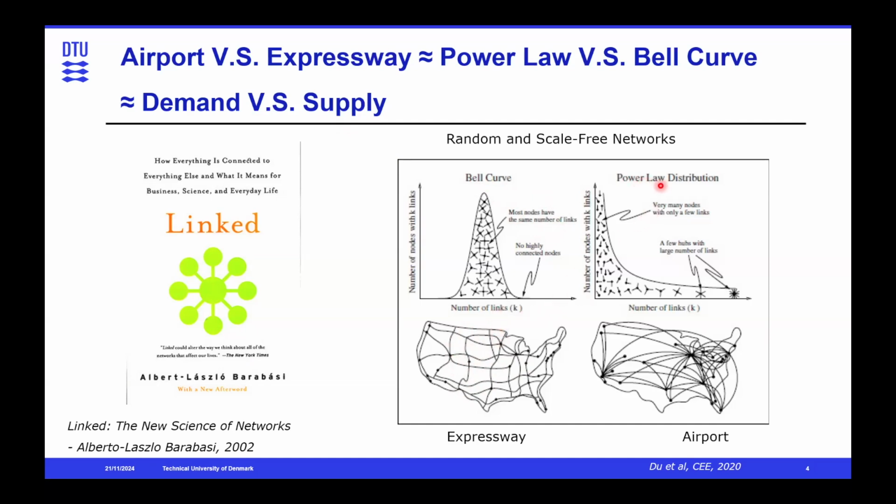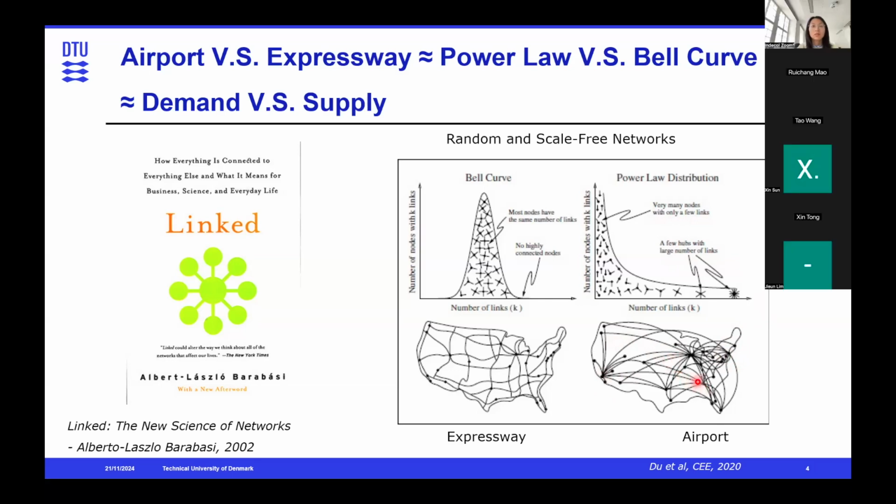This is because the expressway is supply side, supplied by the national government. But for the power law distribution, very many nodes have only a few links, but a few hubs have a large number of links. And this goes to the airport and aviation system in America, where there is a lot of transportation demand by air coming from mega cities like New York and Los Angeles, and the aviation system mostly provides this demand through private companies.